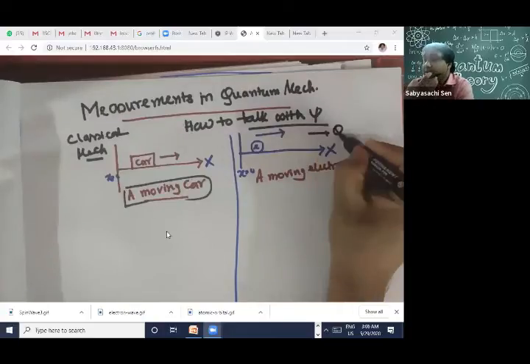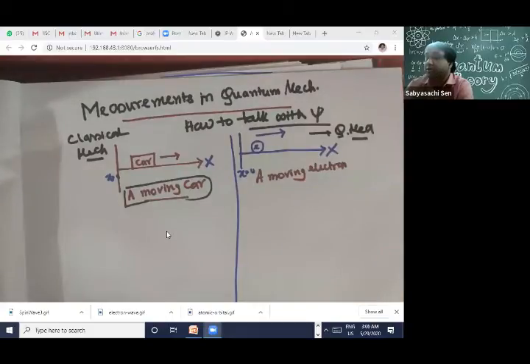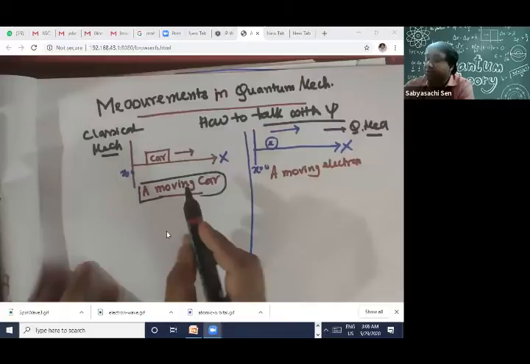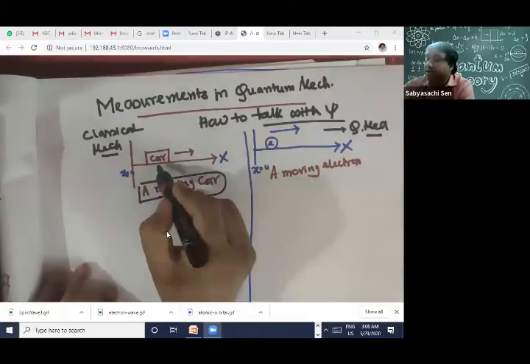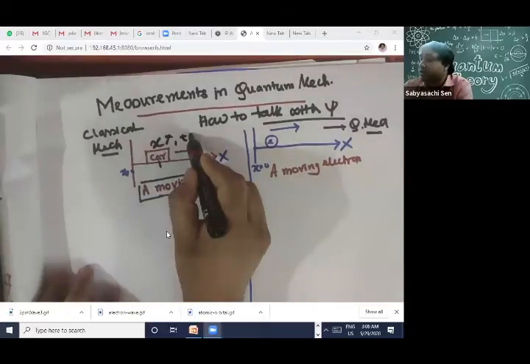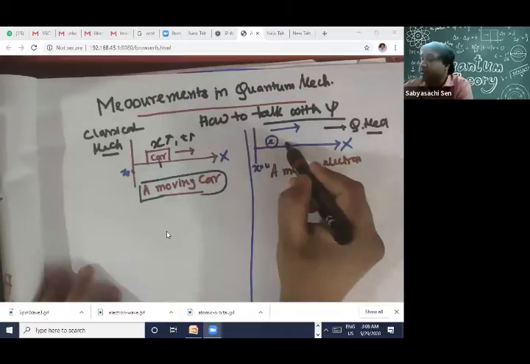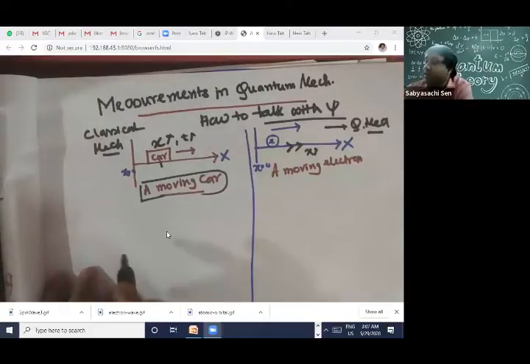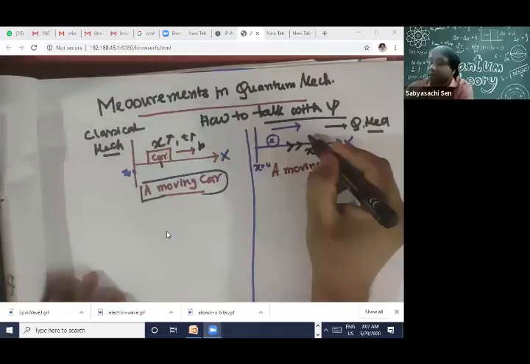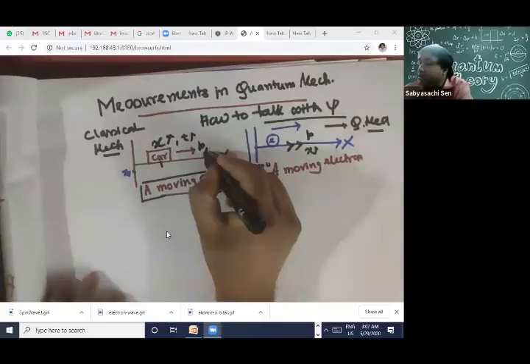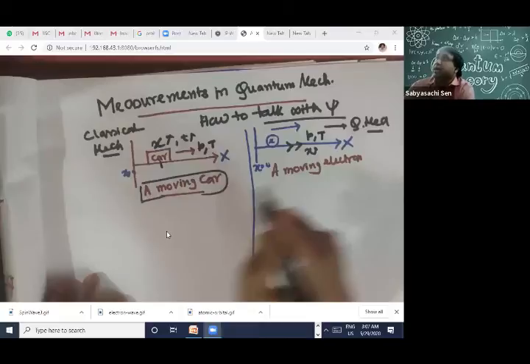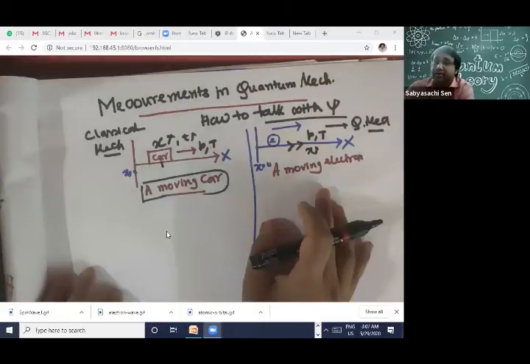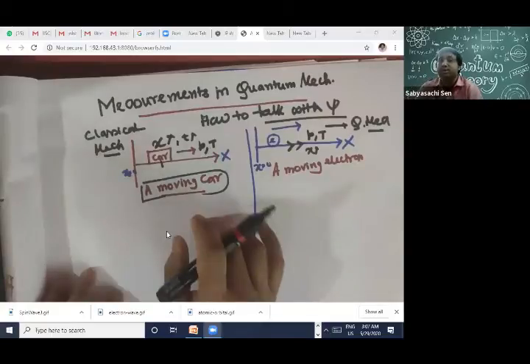Even if a car is moving or an electron is moving, to describe the motion, if a car moves along the x direction, its position keeps changing with time. If an electron moves along the x direction, its position x also changes with time. If a car moves, it should have some momentum. Similarly, if an electron moves, it should have some momentum. If a car moves, it should have some kinetic energy. If the electron moves also, it should have some kinetic energy. So it may be an electronic motion, a microscopic object, or it may be a car motion. At the end of the day, both are problems of motion, problems of mechanics.